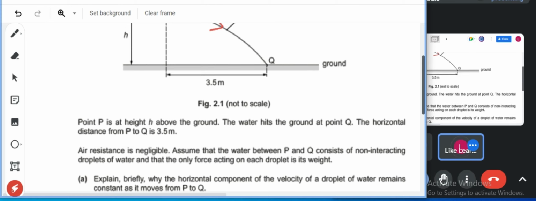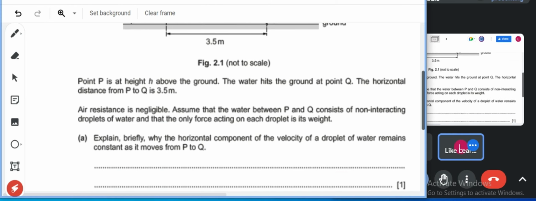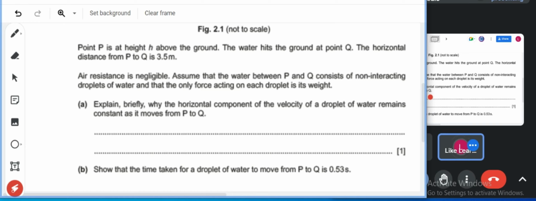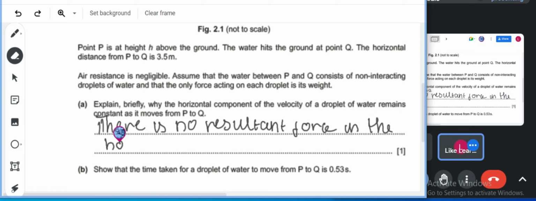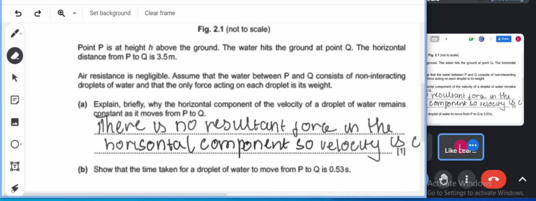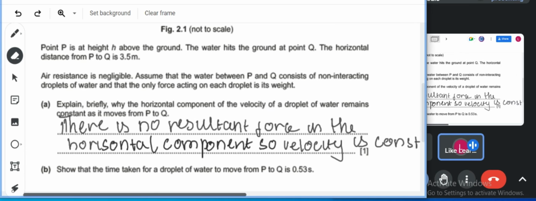Resultant force in what component? In the horizontal component. Okay, so you're right. There is no resultant force in the horizontal component. Let me just write it down. Beautiful. Velocity is constant.